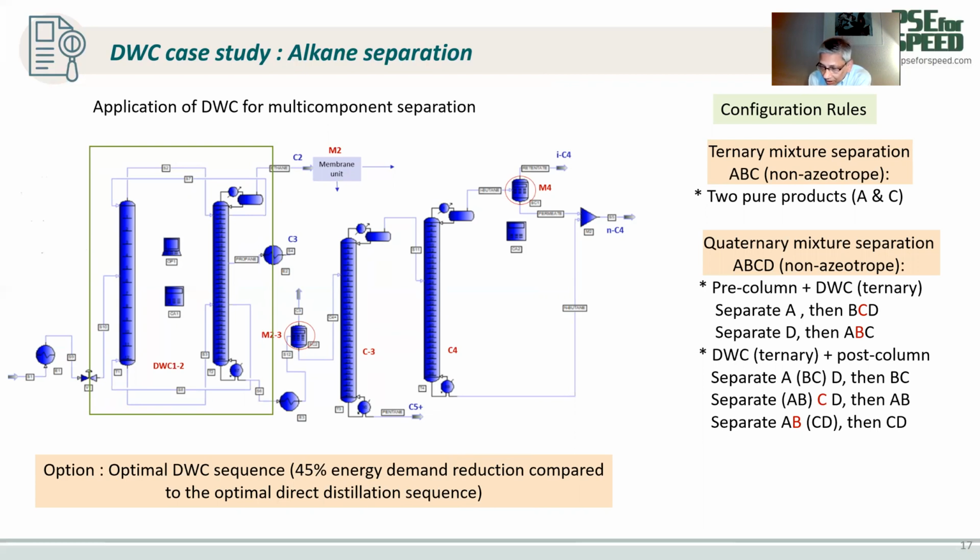If we have quaternary, we can make different arrangements. So we can first use a conventional column and then a DWC. And with the conventional, we can separate A first or D first, or we can have a DWC first and then a post column separation. So the chemicals that are listed in red are the ones that will not be pure. The other ones will be more pure. So that's the second example, very short.